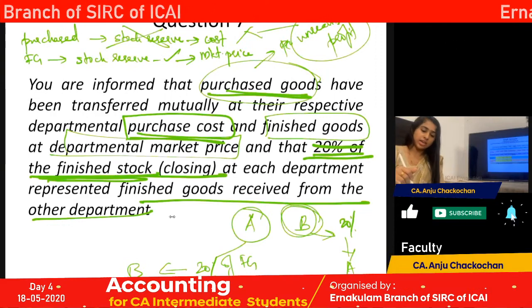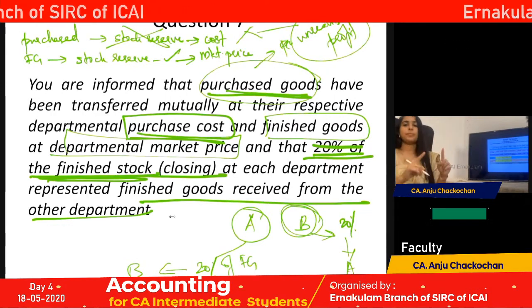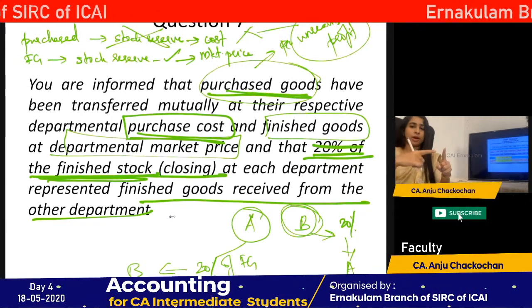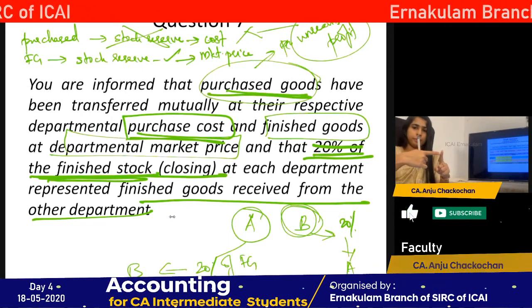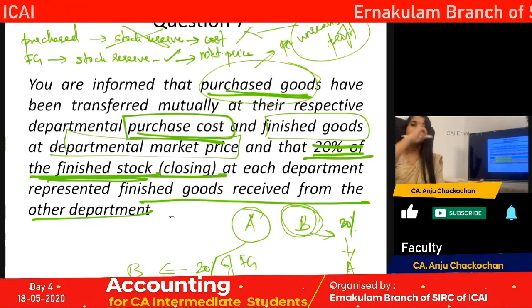And how much is it for department A? It is 20% of finished goods, which is transferred from department B, and for B it is 20% from A.